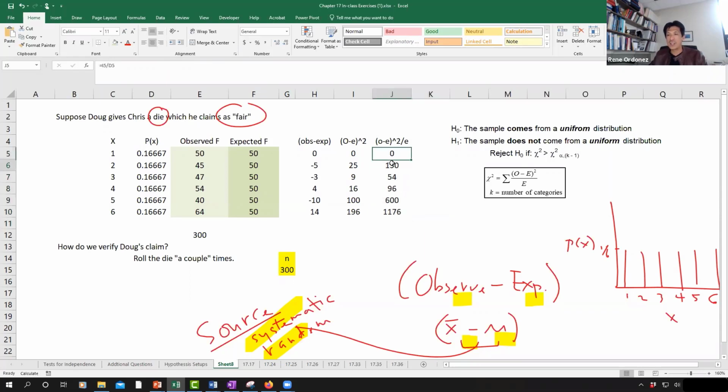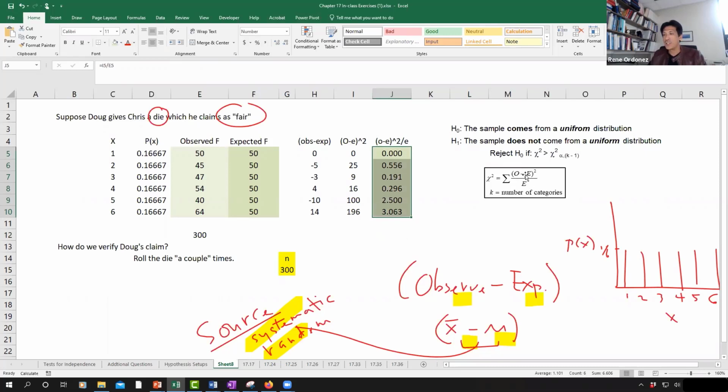So these numbers that you're observing here, oh no, sorry. I was referring to the wrong cell. I said E, but I'm referring to D. I should be referring to this cell here, which is E5. All right, that's more like it. So these numbers represent the O minus E squared divided by E.